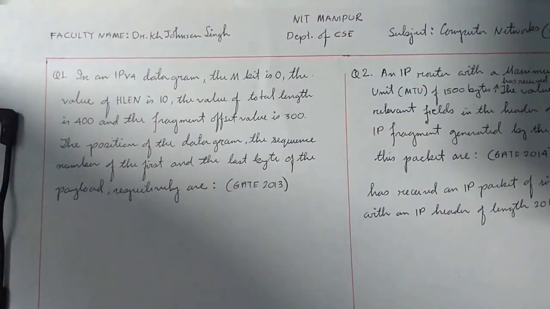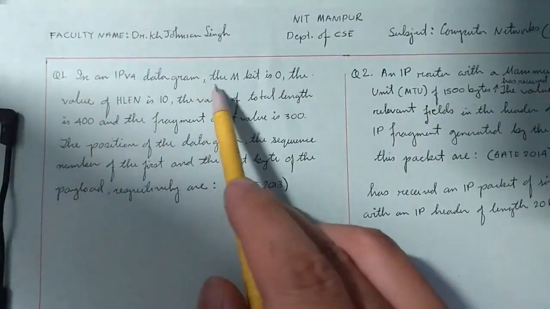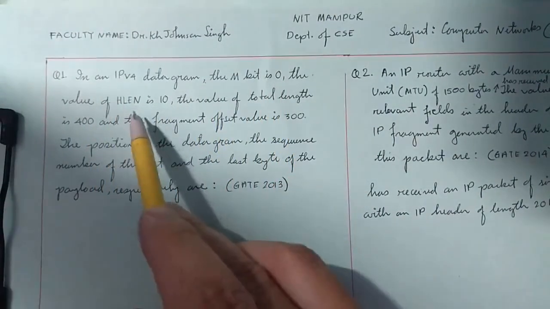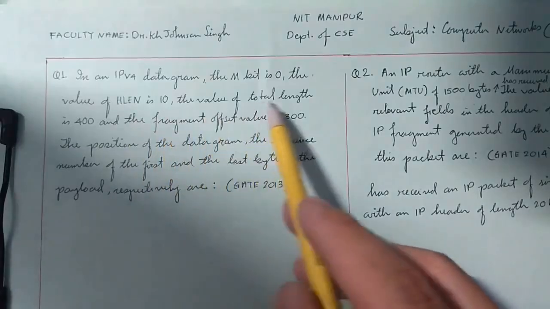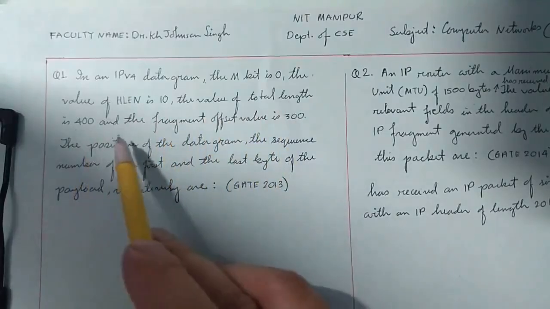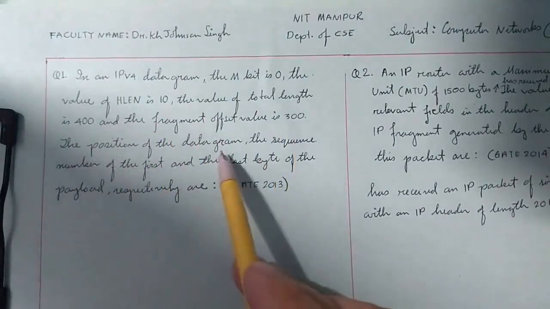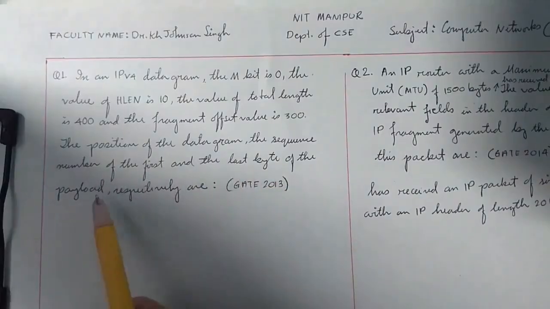In the GATE question, it is asked: in an IPv4 datagram, the M bit is 0, the value of the header length is 10, the value of total length is 400 and the fragment offset value is 300. The position of the datagram, and the sequence number of the first and the last byte of the payload respectively, are? This was asked in GATE 2013.